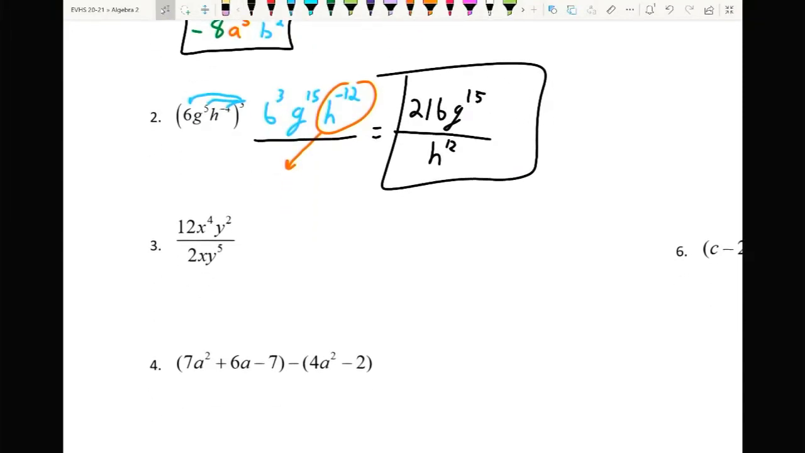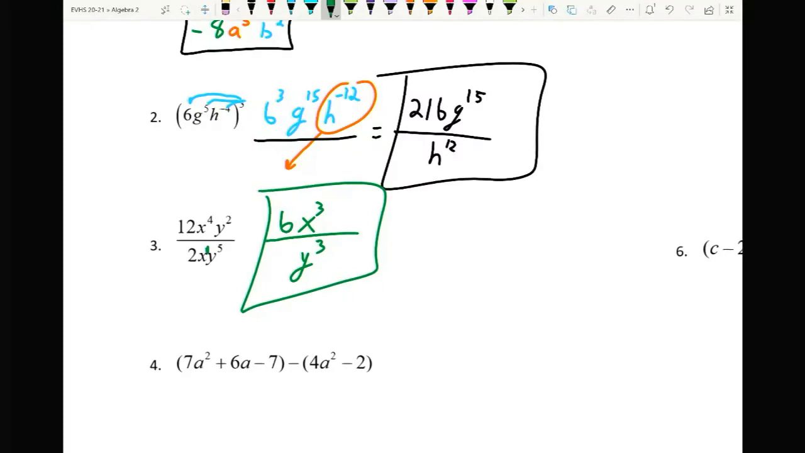Okay, now remember that this x has a 1 exponent. Coefficients get divided like normal. 12 divided by 2 is 6. Now we've got the 4 and the 1. The 4 is larger, so the answer is going to be on top, and 4 minus 1 is 3. Between the y's, the 5 is larger, so the y's end up on bottom, and then 5 minus 2 is 3. So 6x cubed over y cubed.